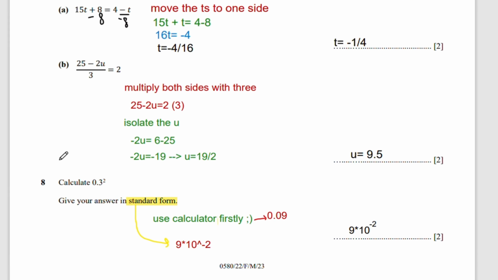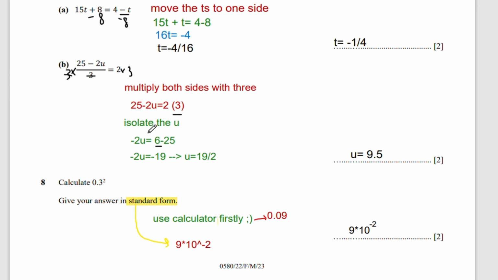Going to b is telling us 25 minus 2u over 3 is equal to 2. We want to find the value of u. We will multiply 3 by both sides here, times 3, as well as that side, times 3. To remove the denominator, here we got rid of 3, but still we have on the other side the 3 right there. So 2 times 3 is 6, as you can see here.